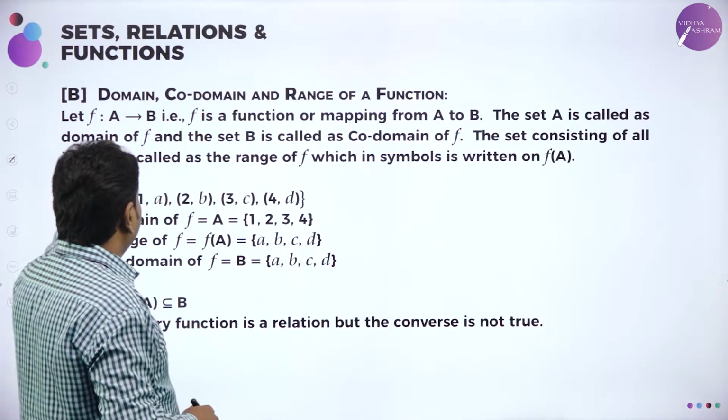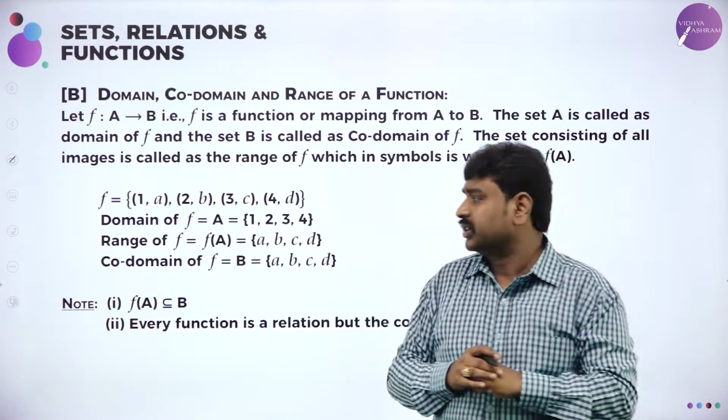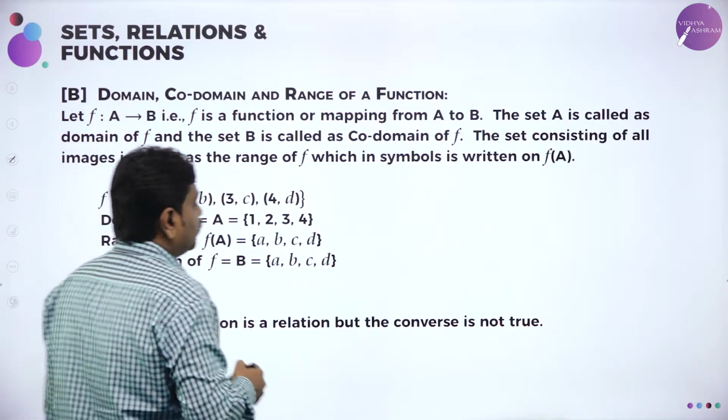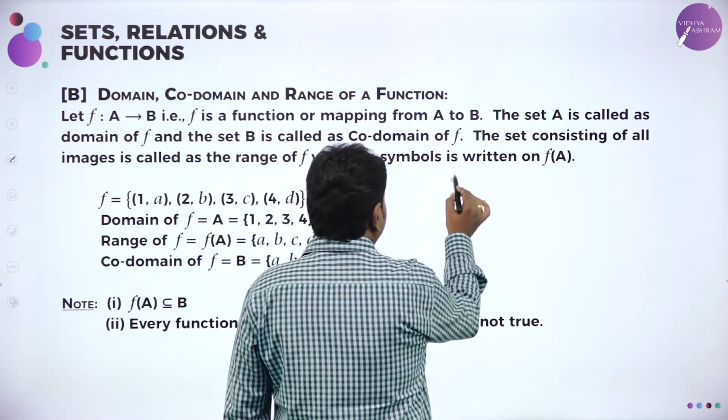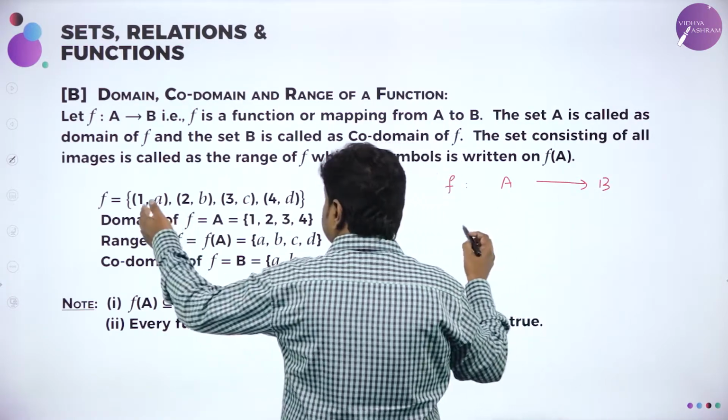Next, domain, codomain, range of a function. Domain, codomain and range of a function. So now here I wrote a function f maps A to B. So I will show ray diagram also. f maps A to B. Here they have given set A.